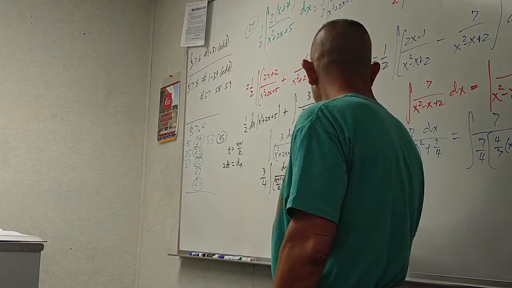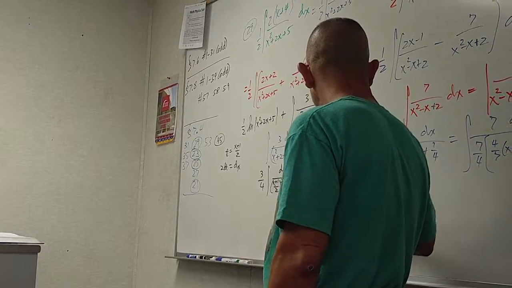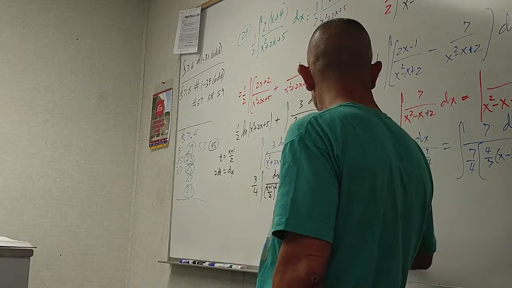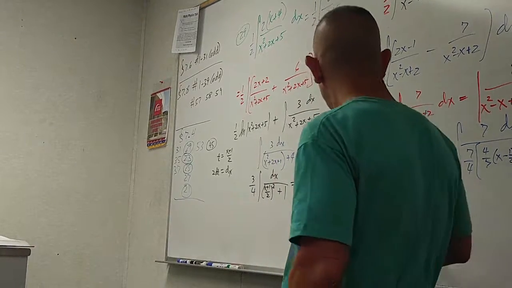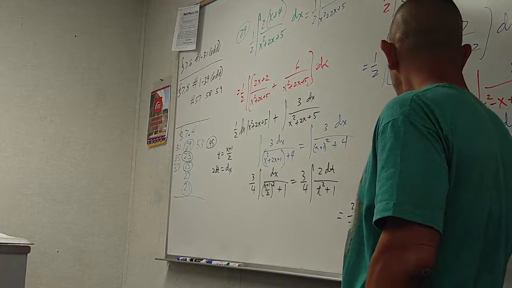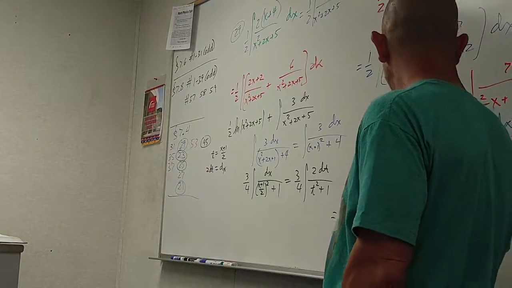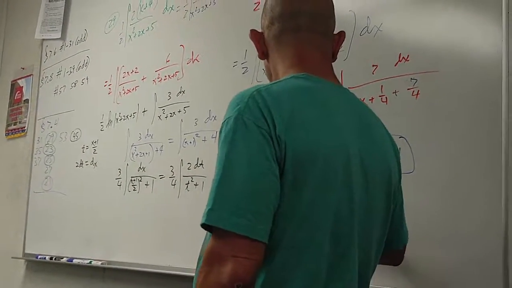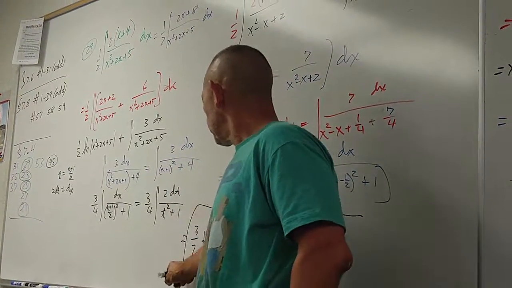So 3/2, the inverse tan of t, and t is x plus 1 over 2. And of course you're going to add that to the 1/2 ln. You don't need the absolute values, x squared plus 2x plus 5, all plus an arbitrary constant.